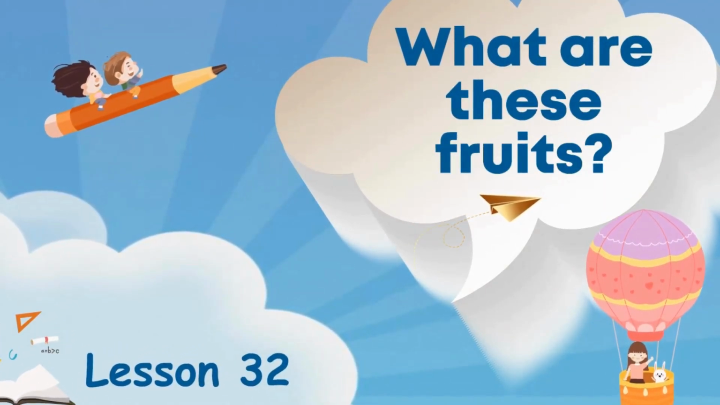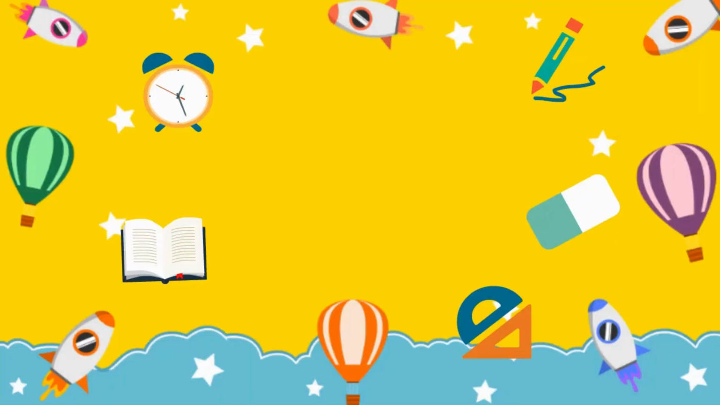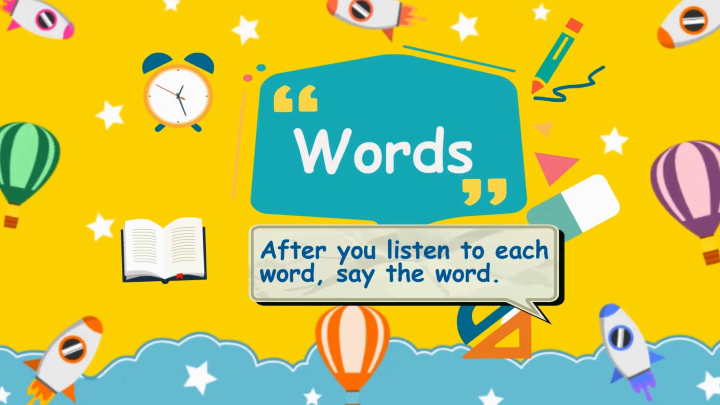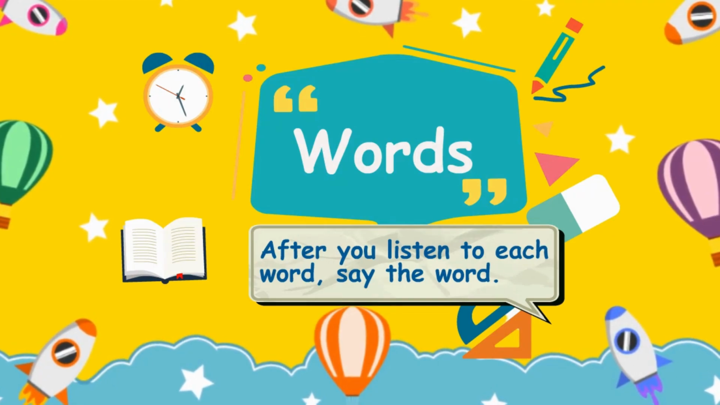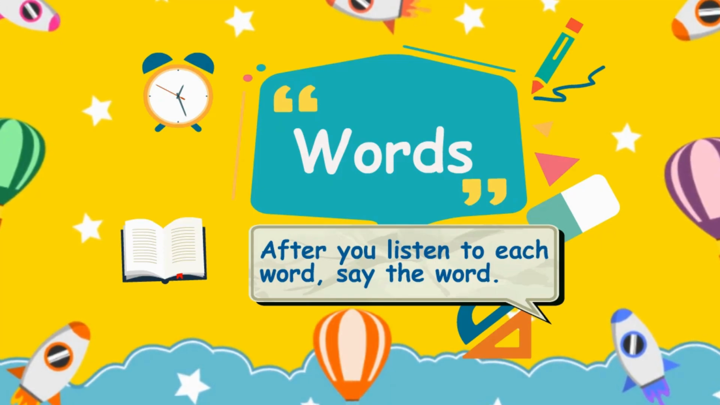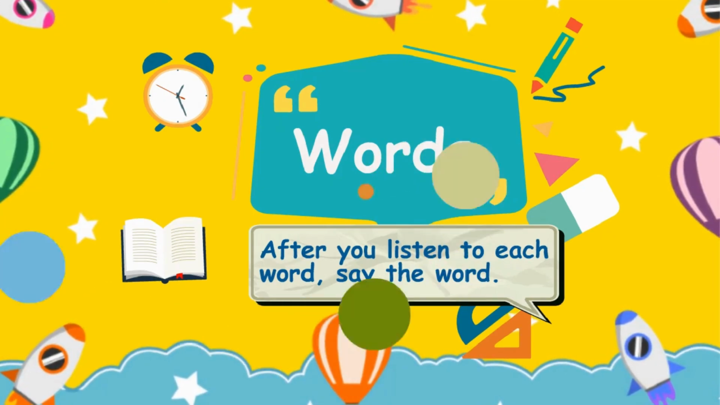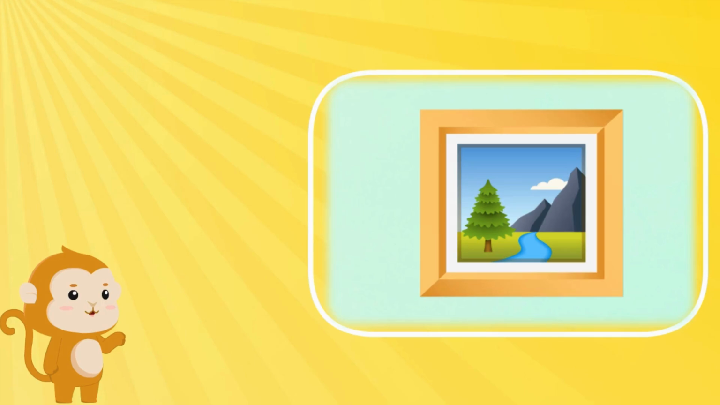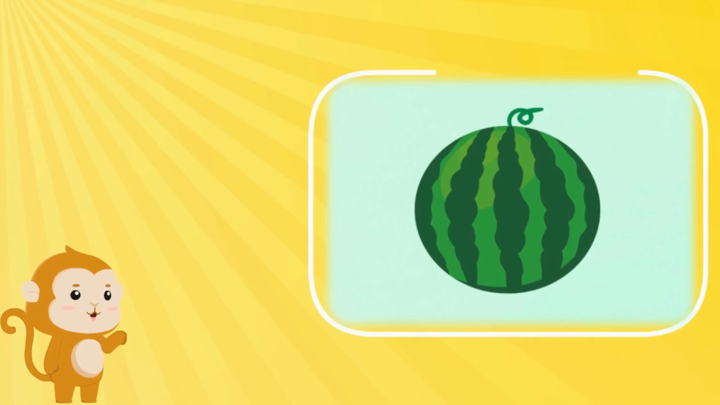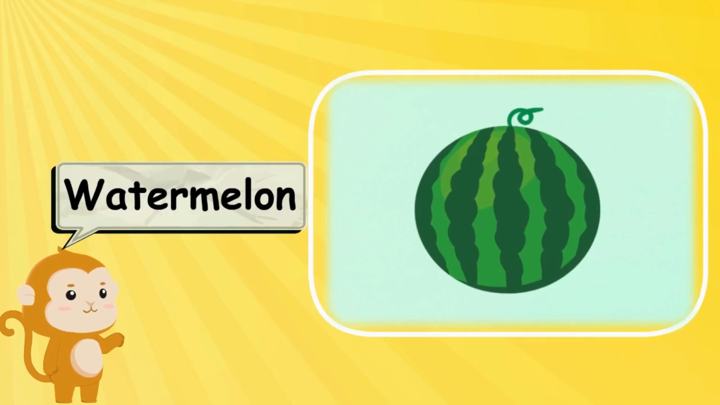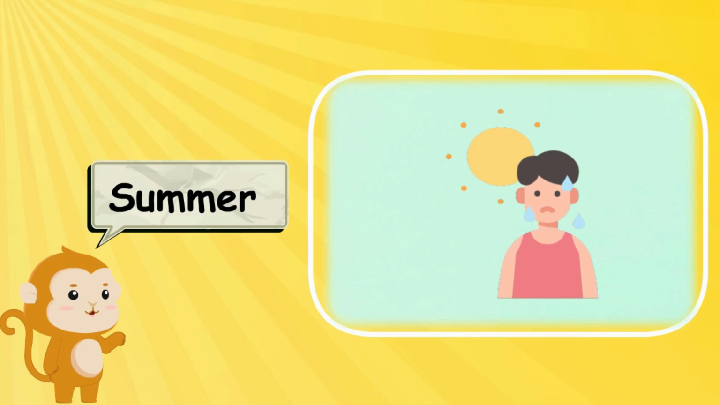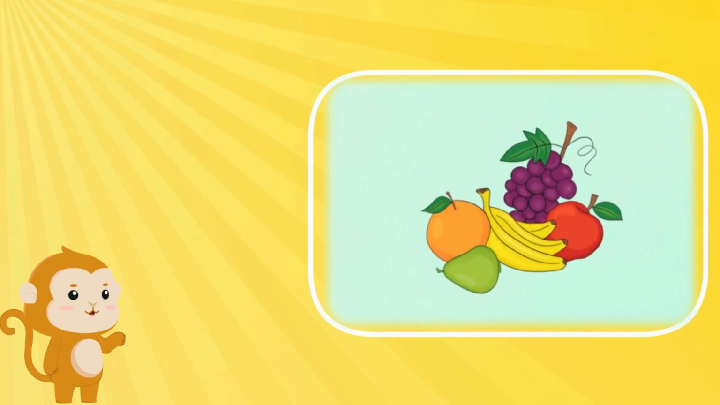What are these fruits? Words. After you listen to each word, say the word. Picture. Watermelon. Summer. Fruit.